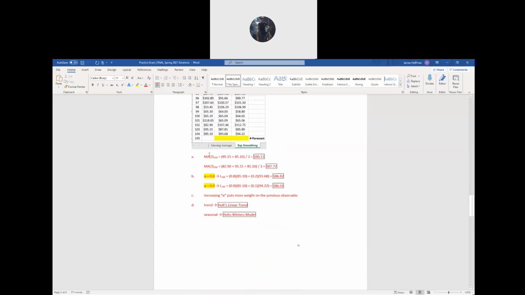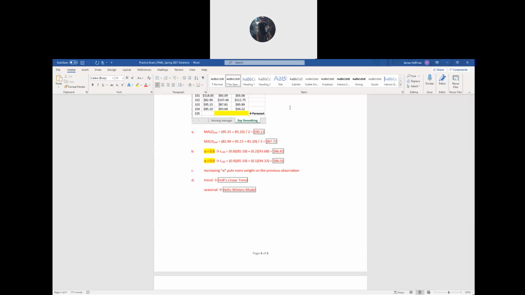Questions on this one? Make sure you know how to calculate the moving averages, and how to calculate the exponential smoothing estimates. Parts C and D you already have the answers here, but given that you might get an MA2, MA3, MA4, or MA5, make sure you can plug in different alphas to get your exponential smoothing answers. Okay, so questions on this one? How to get the solutions for number three?